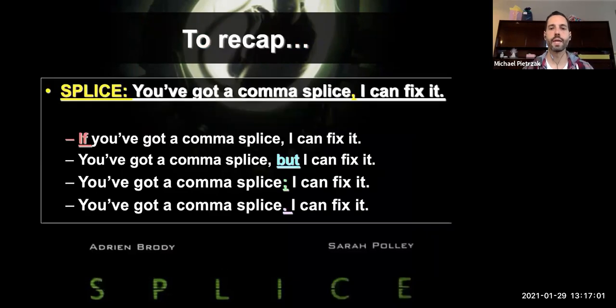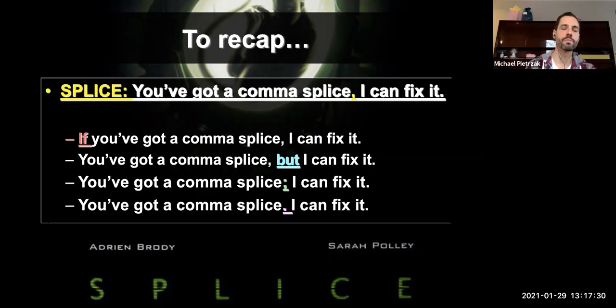So let's recap this a little bit. Here are your four ways to fix a comma splice. If the sentence was, you've got a comma splice, comma, I can fix it, which is the problem sentence, here's how you fix it, four ways. If you've got a comma splice, I can fix it. That's the subordinator. You've got a comma splice, but I can fix it. That's the coordinator. You've got a comma splice; I can fix it.